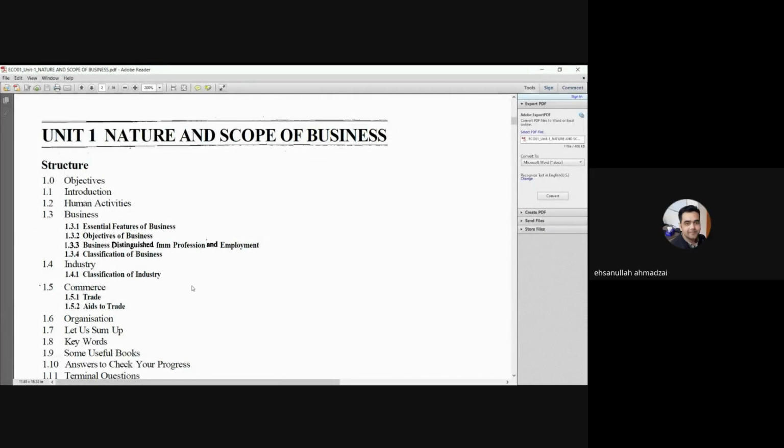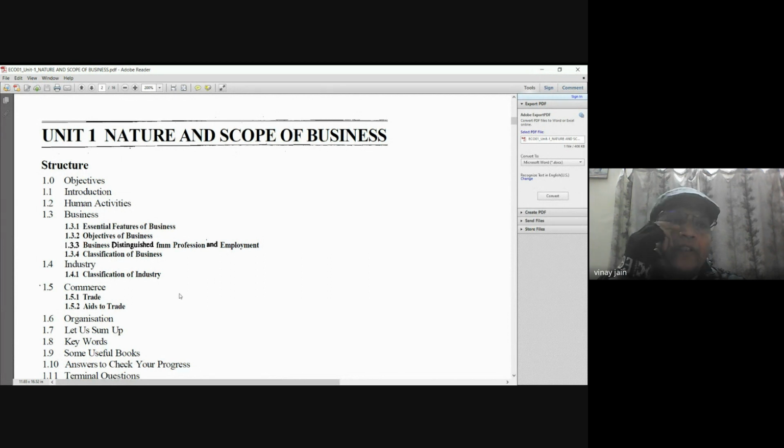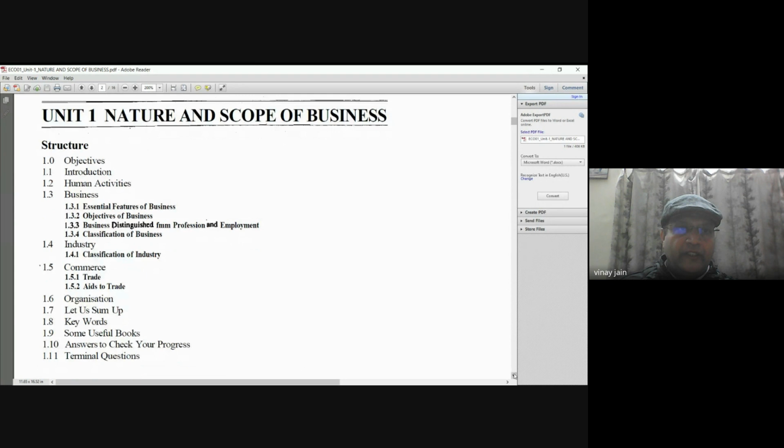So, guys, this is Block 1, Unit 1, where the main topic is the nature and scope of business, which we are going to study. It covers what kind of business it is and the main features and characteristics of business. It is a PDF downloaded from the e-Gyan Kosh. It is available there, and you can also go through it.